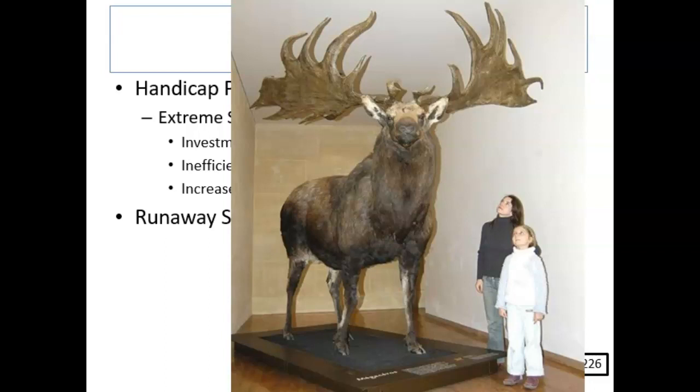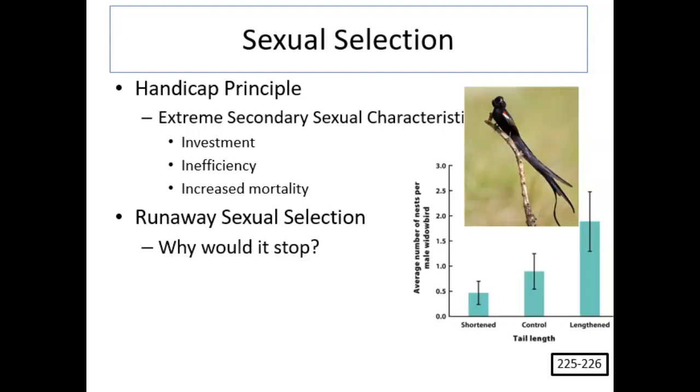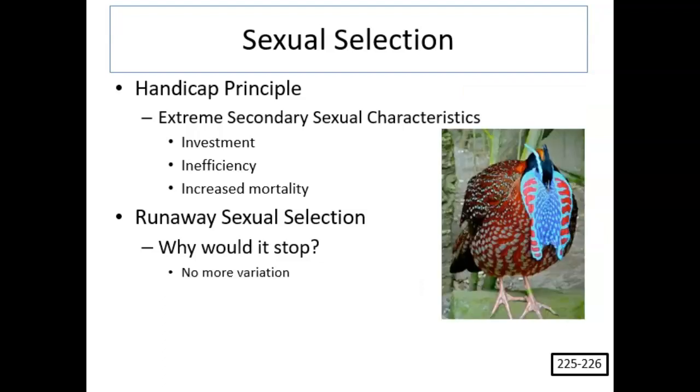Runaway sexual selection. If larger antlers are more likely to result in offspring next generation, well, then the antlers get larger and larger. Why would it ever stop, though? Well, if we go back to our widow bird, we could say, at some point, we're going to run out of genetic variation. There's only so much genetic variation available, and so while selection is for larger antlers or a longer tail or whatever it might be, at some point, you just don't have any more variation to select for.